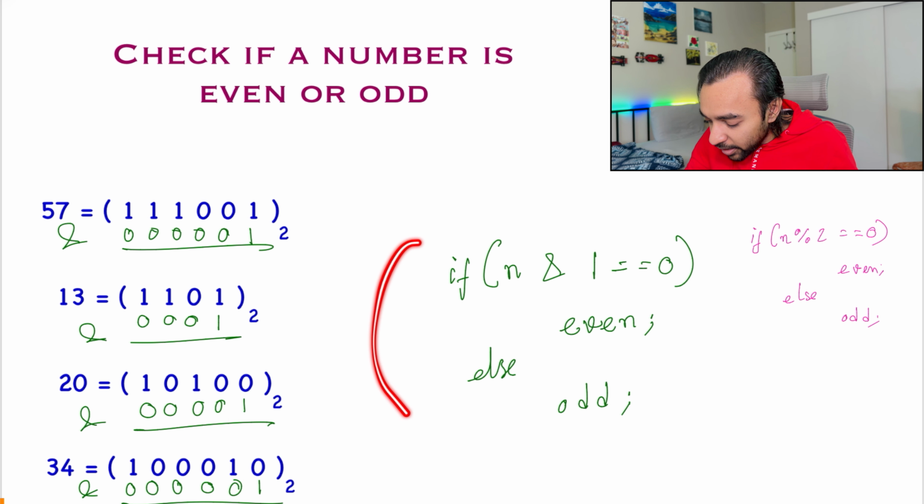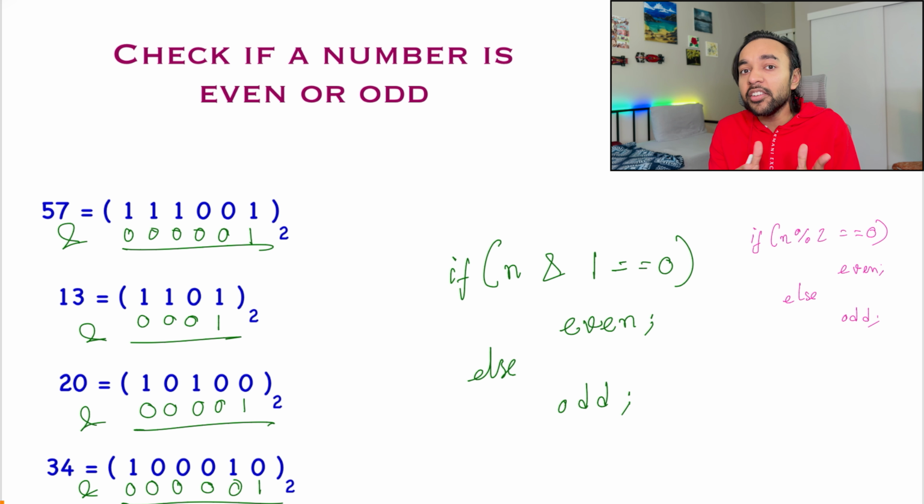So just by doing this, you can also determine if the number is even or odd. Now you might ask, okay, what was the error in my previous method? Well, there is no error. Even if you use the modulo operator, your program will be as efficient. But when you're talking about competitive programming, even all of these small things matter.